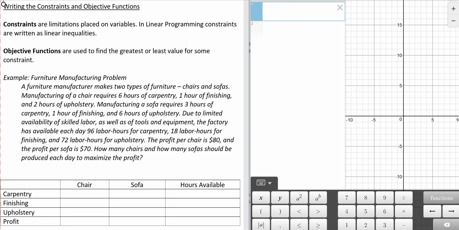Writing the constraints and objective functions for linear programming is very important. Constraints are limitations placed on variables. In linear programming, constraints are written as linear inequalities, while an objective function, or functions, are used to find the greatest or least value for some particular constraint. Let's take a look at an example that has to do with furniture manufacturing.